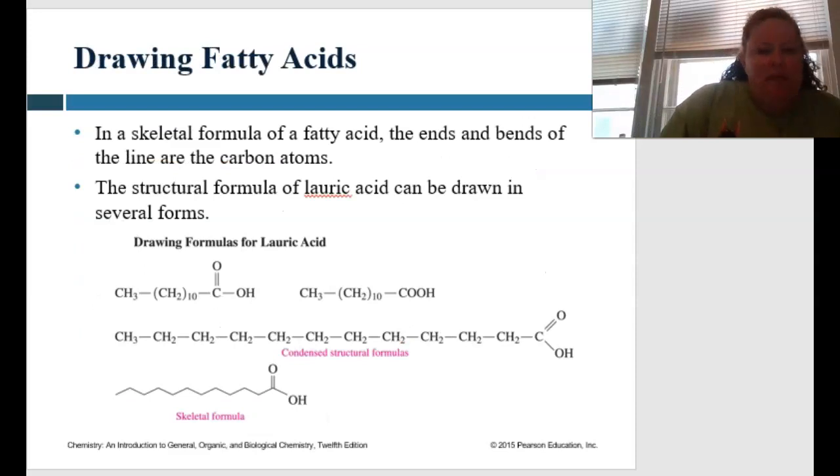So when we draw these, there's a couple different ways that we can think of them. In a skeletal formula of a fatty acid, the ends and bends of the line are our carbon atoms. And the structural formula of lauric acid can be drawn in different ways. We can draw it like this, where the carboxyl group is branching off. Or you can draw it like this, where it's condensed. Or you can draw it in a nice long line structure like this. Or a lot of times they'll use the skeletal formula.